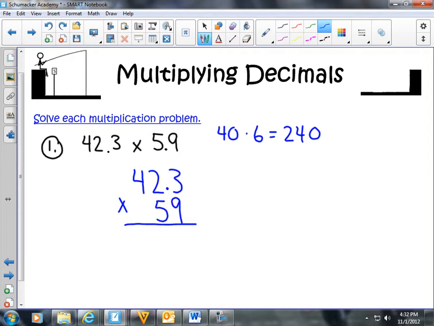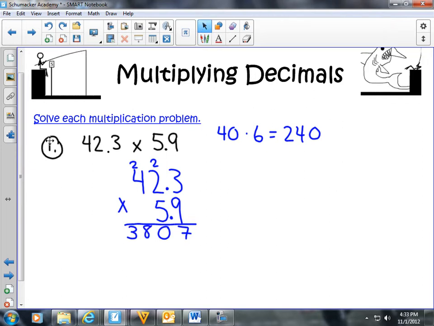And now I can go ahead and put my decimal points in. So I have a decimal point right here, and I have a decimal point right here. I'm going to go ahead and begin my multiplying. So I have 9 times 3 is 27. Bring down my 7, carry my 2. 9 times 2 is 18, plus 2 is 20. Bring down my 0, carry my 2. And then 9 times 4 is 36, plus 2 is 38.